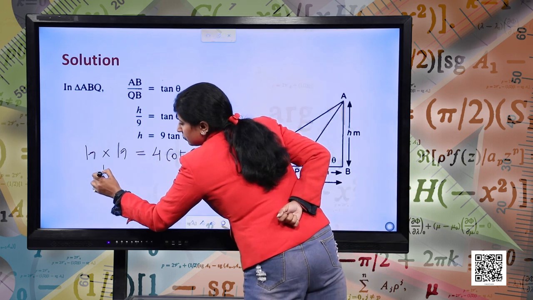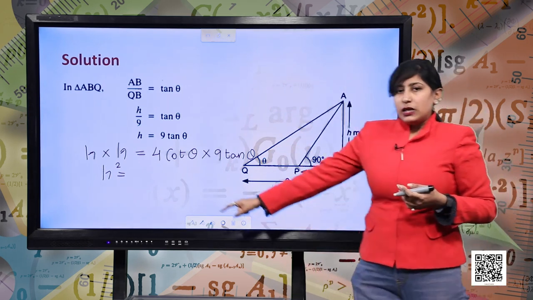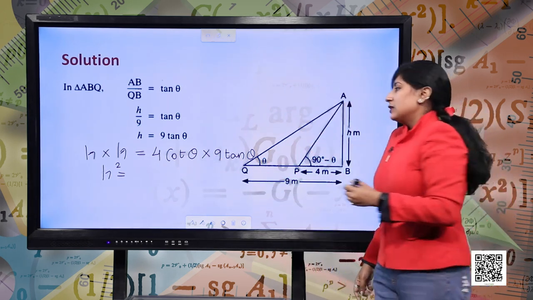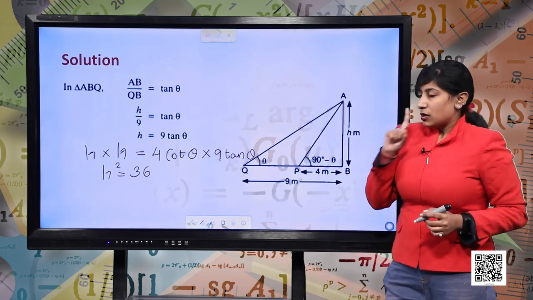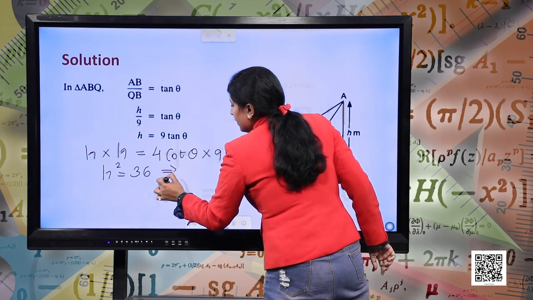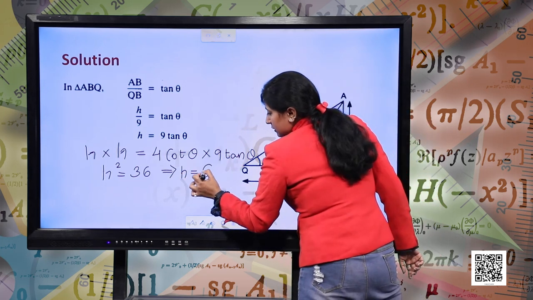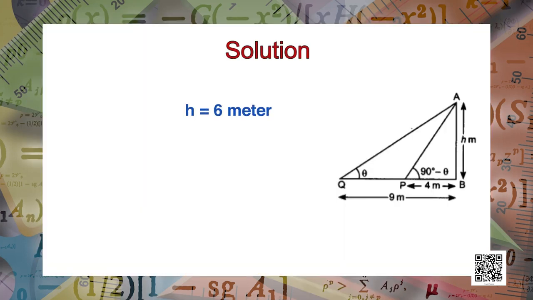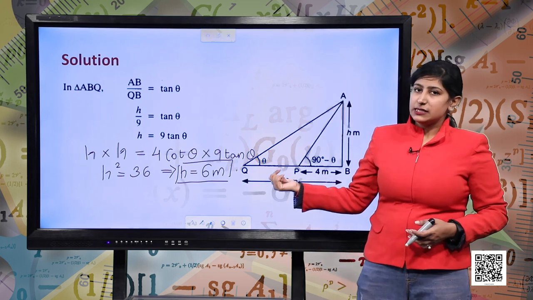So you get H into H, H square, equal to 4 into 9, that is 36. Then cot theta into tan theta is 1. So H square is 36. By taking square root, we get H equal to root 36, that is 6 meter. So H is equal to 6 meter. Here we will be ignoring minus 6. Why? Because H is a length and it can't be negative. So that is your answer. We had to find the length of AB and that is 6 meters.